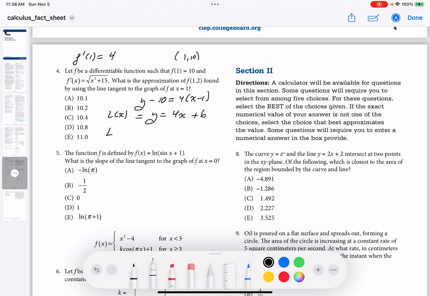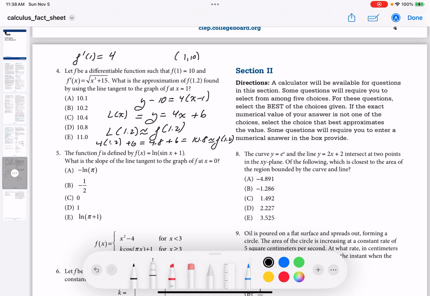What I want to do is use this to approximate the value of f of 1.2. It's going to be an approximation to f of 1.2, and why is that? We're near the value 1, by the way. What's L of 1.2? Well, let's write that down. It's going to be 4 times 1.2 plus 6. That's going to be 4.8 plus 6, which is 10.8. So this is going to be the approximate value of f of 1.2.